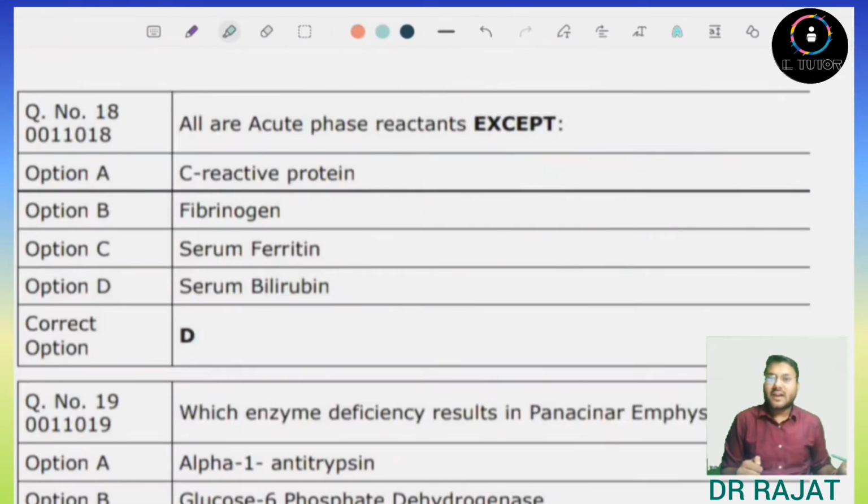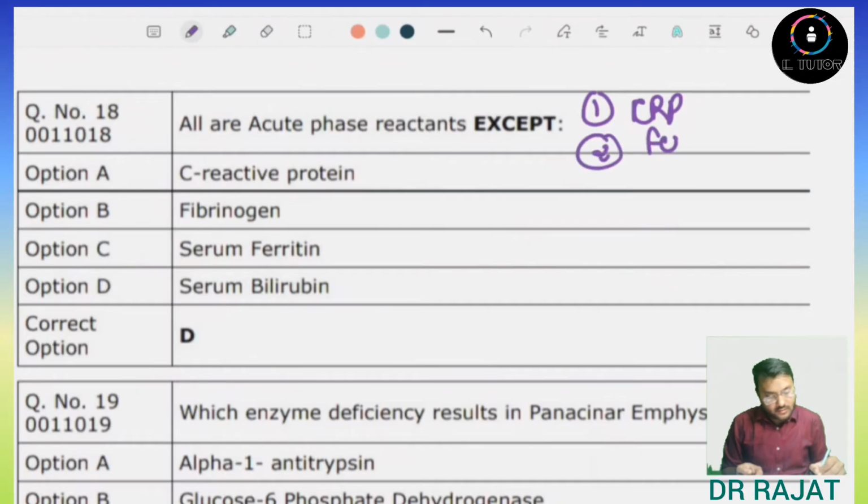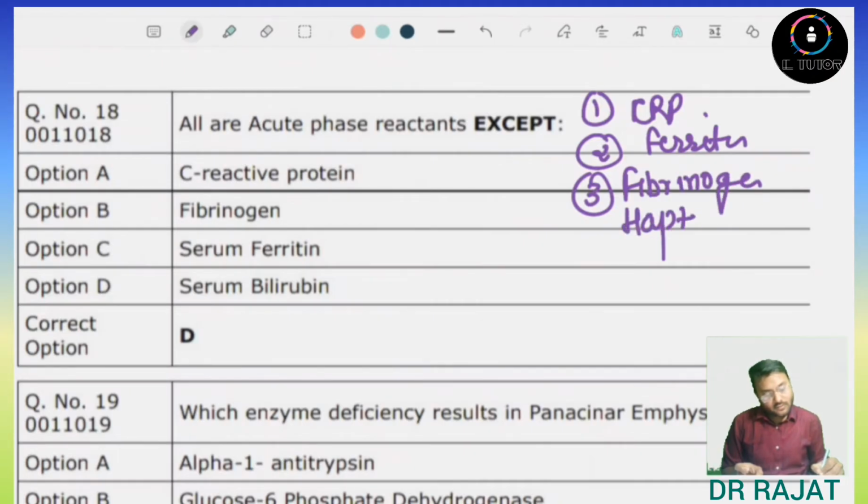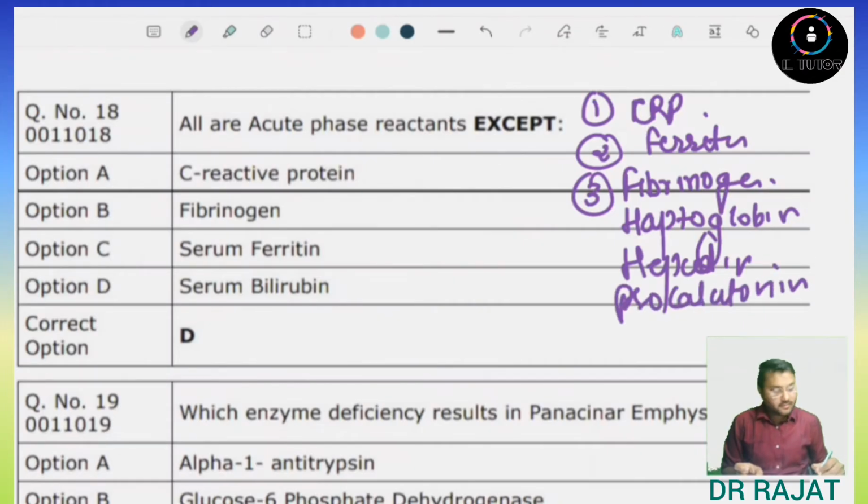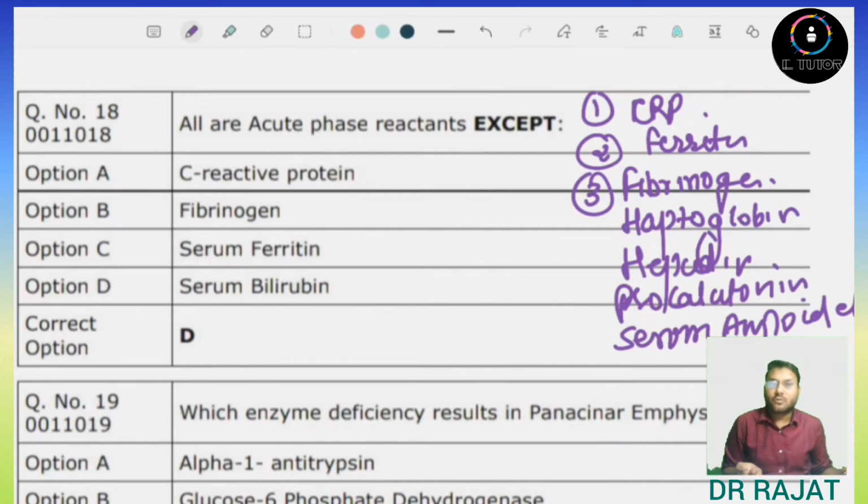So next question is all are the acute phase reactants except. So if we talk about the acute phase reactants, then these are CRP, ferritin, fibrinogen, haptoglobin, hepcidin, procalcitonin, serum amyloid, etc. So these are some of the acute phase reactants.